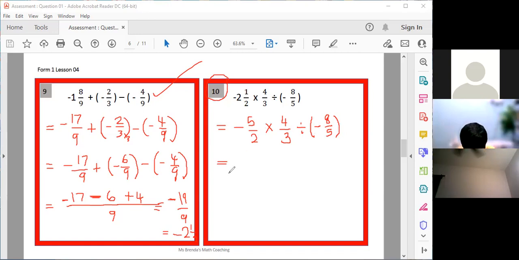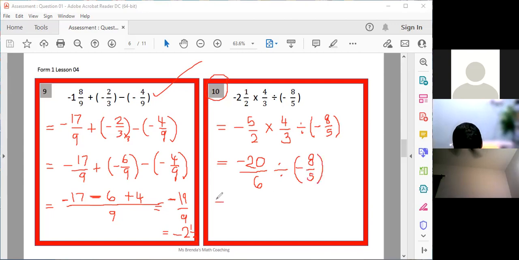Do you understand? Yes. So, up times up. Negative 5 times 4, 20. So, negative 20. Okay. Over 2 times 3, 6. Do multiplication first. According to BODMAS rule, do multiplication first followed by division. Okay, keep your division. Divide by negative 8 over 5. Okay, I copy. I don't cut it out yet.